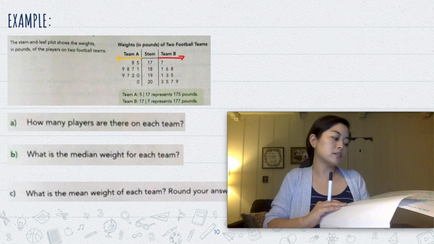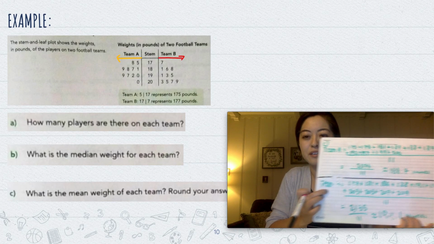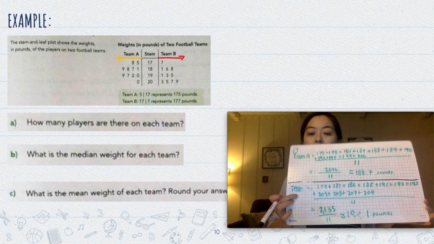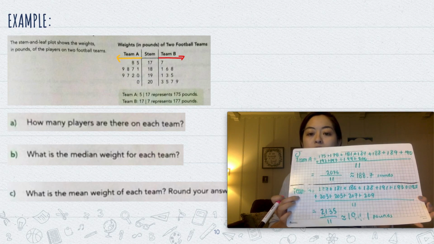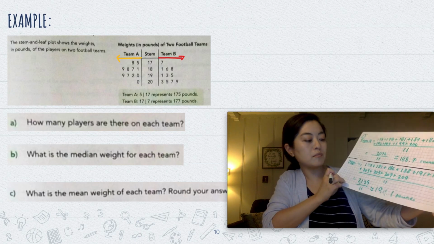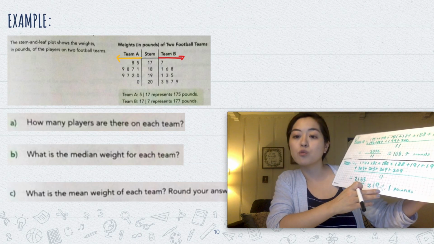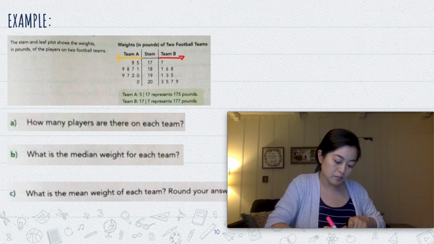For team B, I'm going to do the same thing, where this is team B, it got smudged a bit. I'm going to add all the values of how much each player weighs and divide it by the total number of players, which is 11, and then it'll become 194.1 pounds. And I'll just rewrite this so it's better.